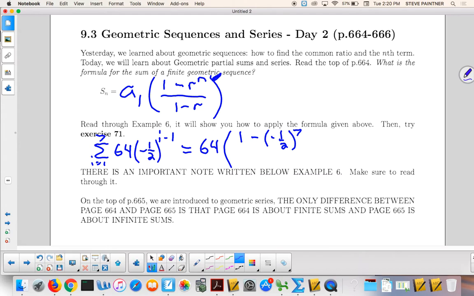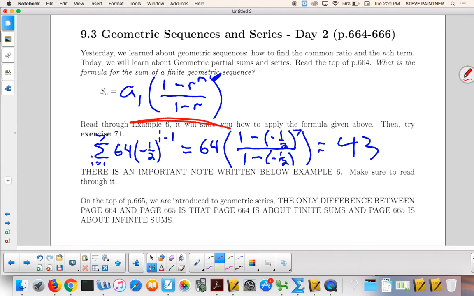So we're using this formula up here. So it's just to the 7th, all over 1 minus negative 1/2. So at this point, you can throw this into your calculator and compute it. On a test, I'm looking for you to show me that you know what the formula is, you know how to plug things in. So if you plug this into your calculator, you will get 43. So this is just a partial sum of a geometric sequence, and we are using the partial sum formula.